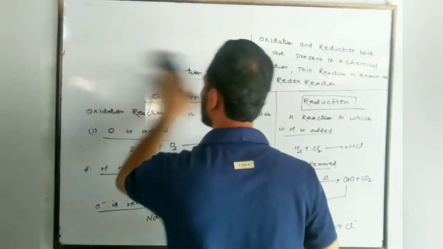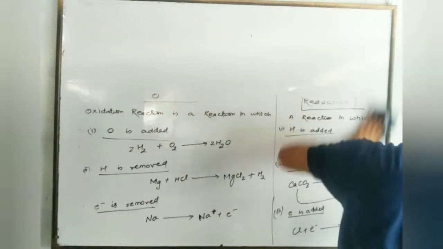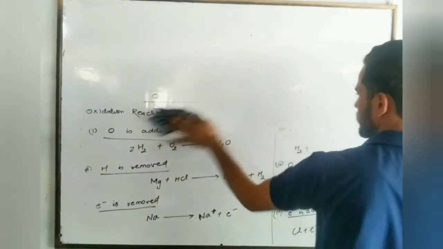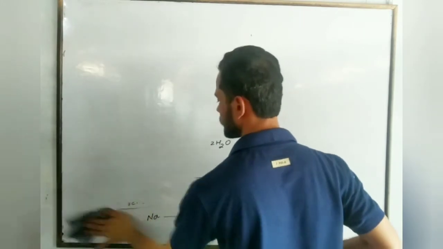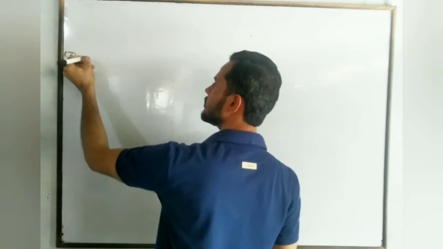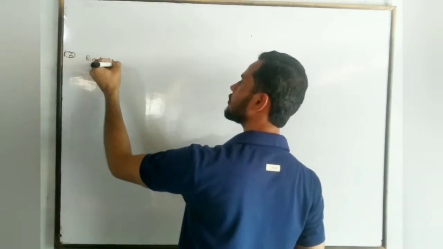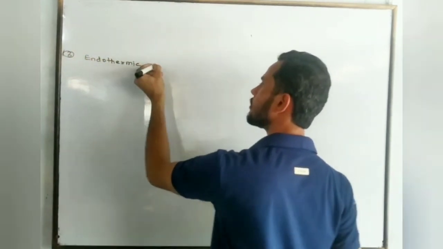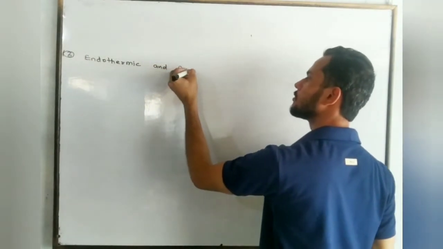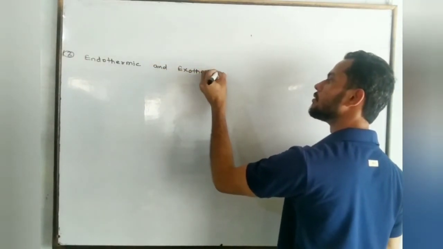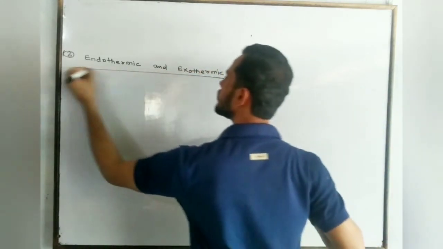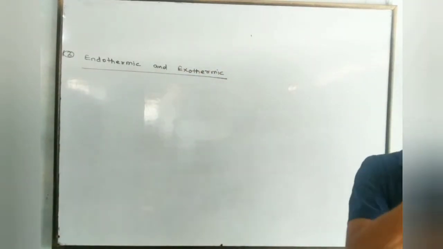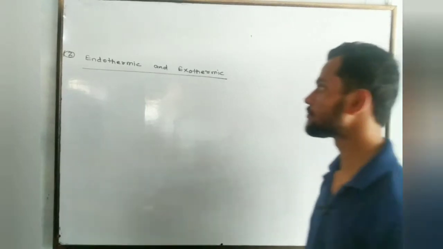Okay, so now we move to the sixth type of chemical reaction. The sixth type of chemical reaction is endothermic and exothermic reaction. Endothermic and exothermic chemical reaction. Okay, so what is an endothermic chemical reaction and an exothermic chemical reaction?